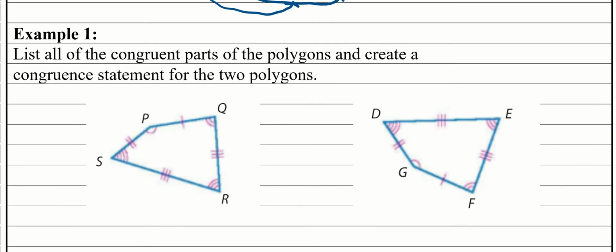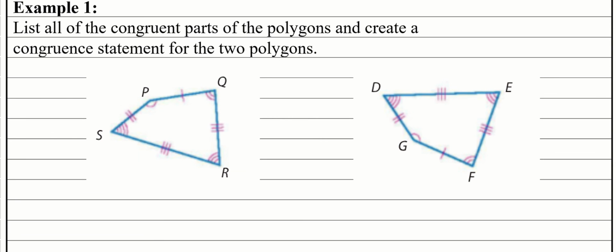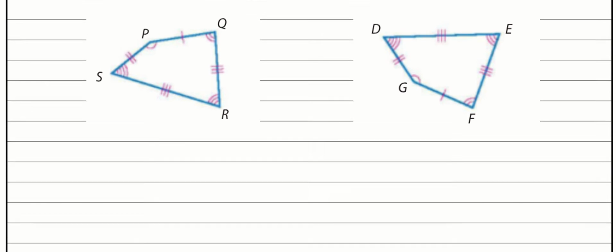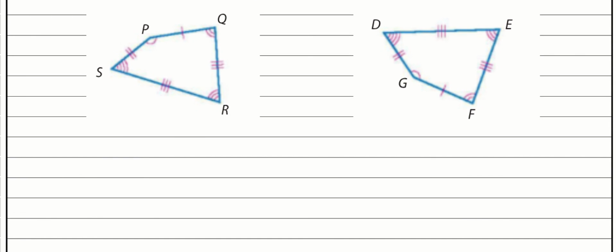Moving on to example 1. Okay, so with this we have 2 different polygons. You can take a second, pause your video if you'd like, and sketch these here. Okay, but we're looking at these 2 polygons, and we want to list all the congruent parts of these polygons, and then at the end create a congruent statement. So when we're talking about the congruent parts, we have 2 main things that we're focused on here. We have the sides and we have the angles. So I'll start with the sides here.